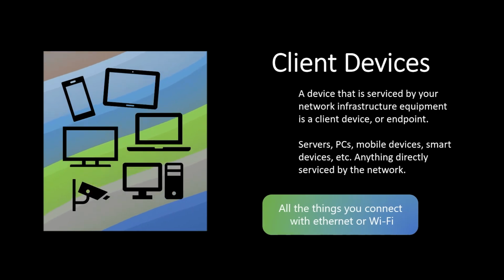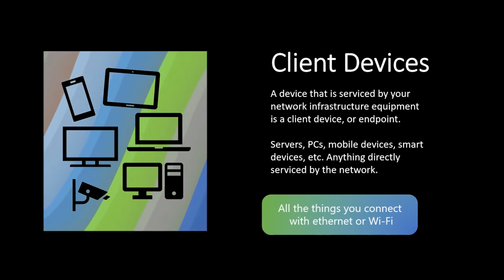A client device is basically any device on your network that isn't network infrastructure itself. The computers that you want to give service to, cameras, phones, your thermostat, some sort of smart plug, anything like that that you attach to your Wi-Fi, all of those are client devices. A switch, the modem, router, all of that is infrastructure.